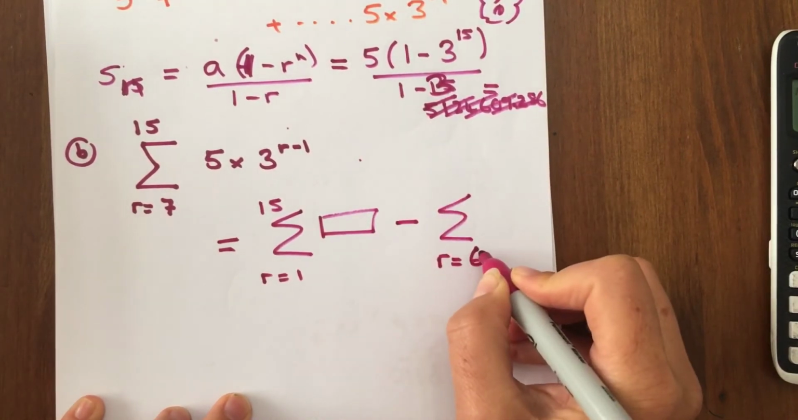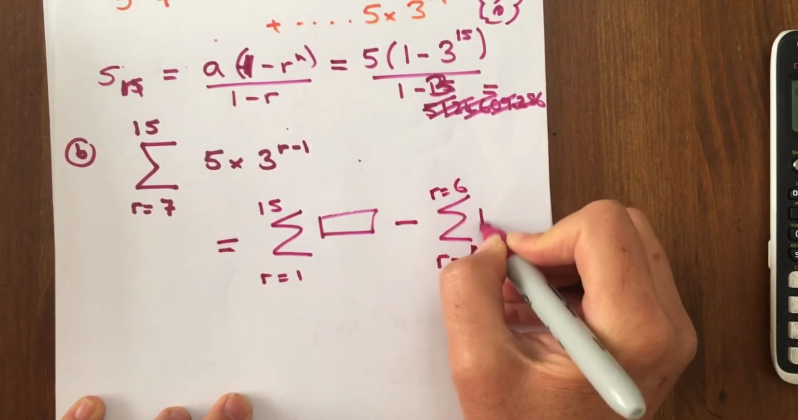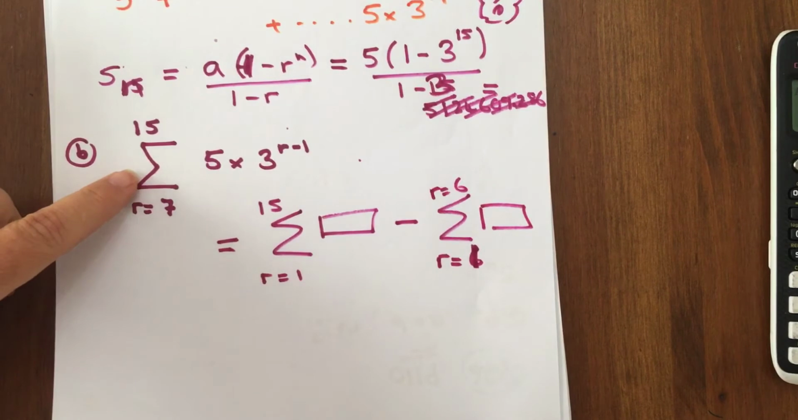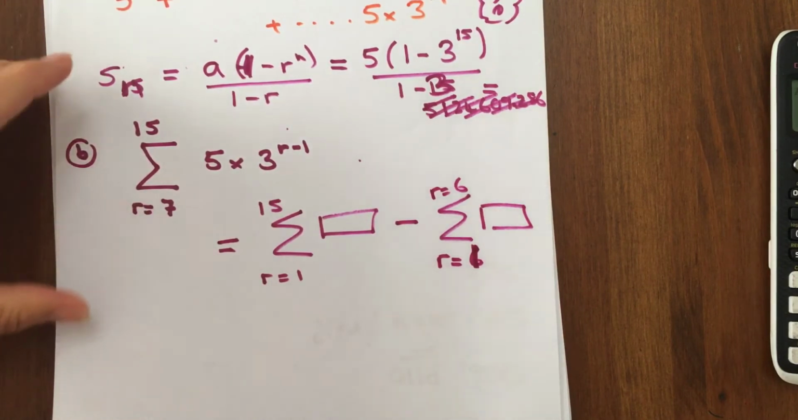No, sorry, r equals 1 to r equals 6 of the same formula. If I take away the first 6 terms, I will get this answer. Does that make sense to everyone?